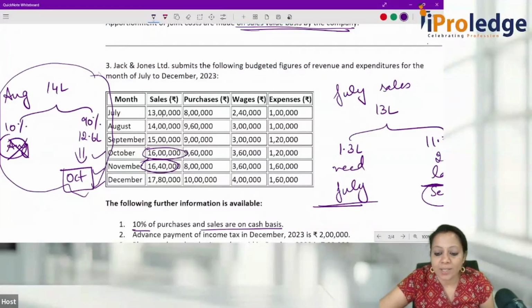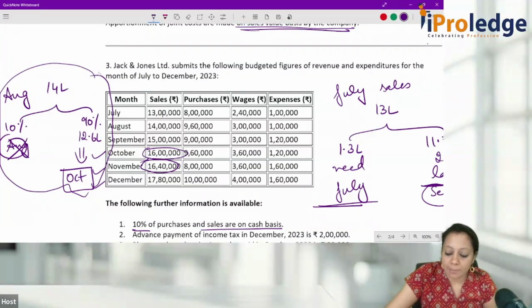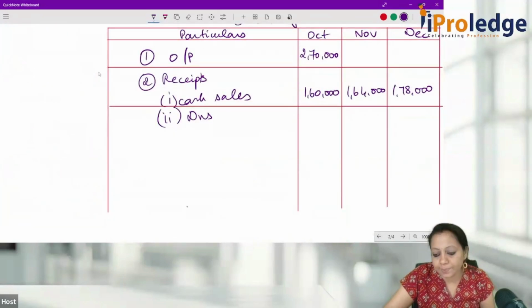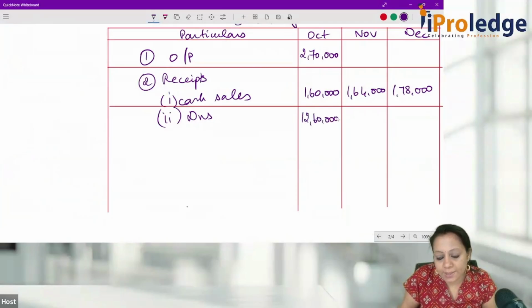Standard, marginal, and budget, as I keep telling you, they are a little more important because you will be having the same topics in management accounting as well. So it is going to be 12 lakhs 60,000.